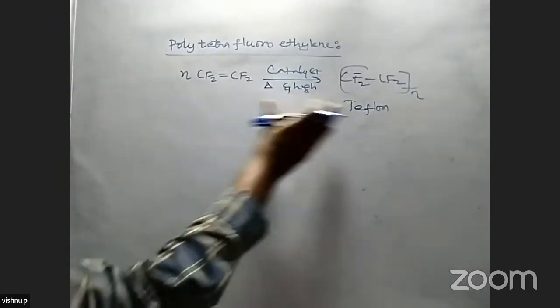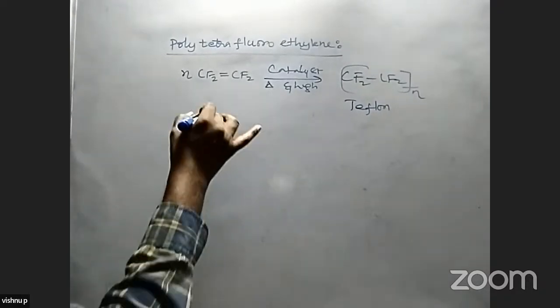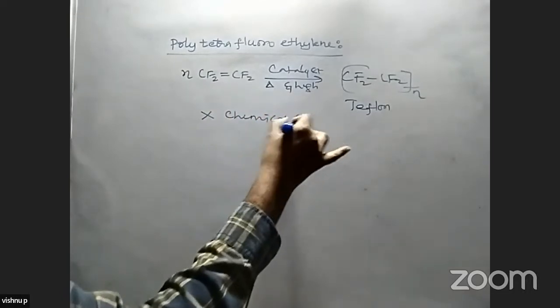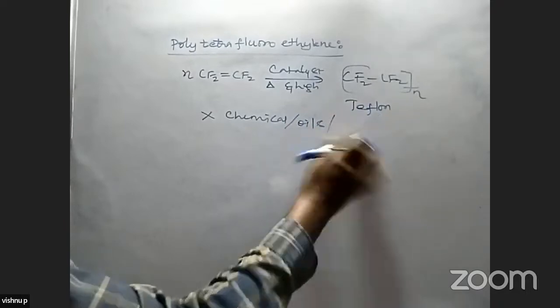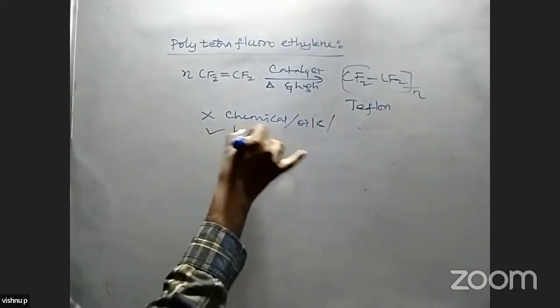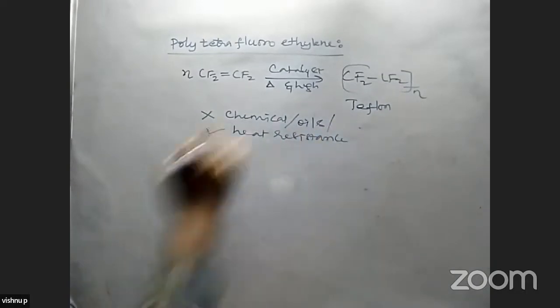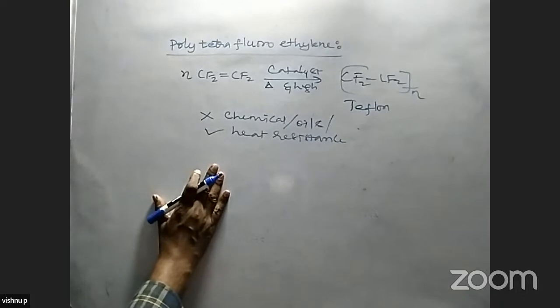So what is the nature of this? It is resistant to heat, and it does not react with chemicals or with oils. It shows some heat resistance. Due to these properties, it is used for coating pans.